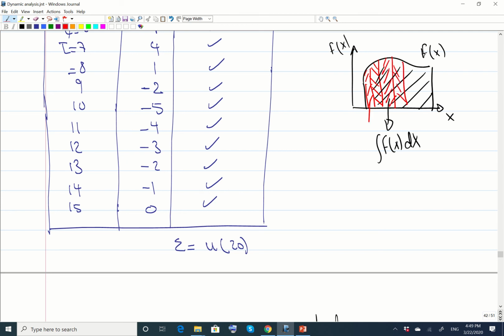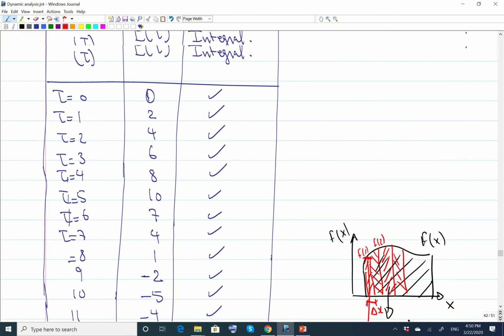So here, this area over here, you find the height here, f1. Let's say this is f1, f of 2. You find f of I, and then you multiply it by this width, which is delta x. And then you sum all those slices. So the integration of f of x dx becomes the summation of f of I delta x. So that's what we're doing over here.